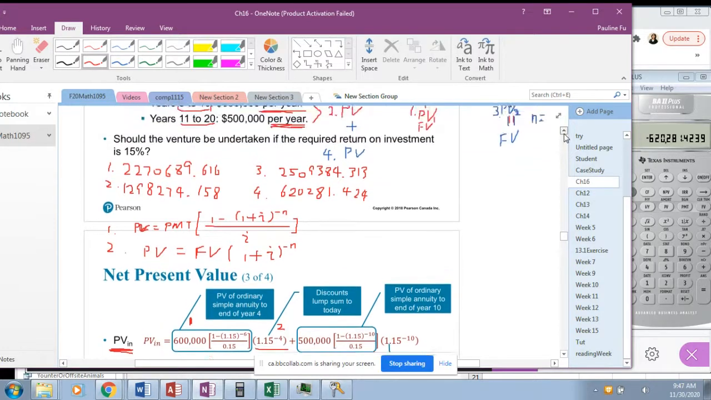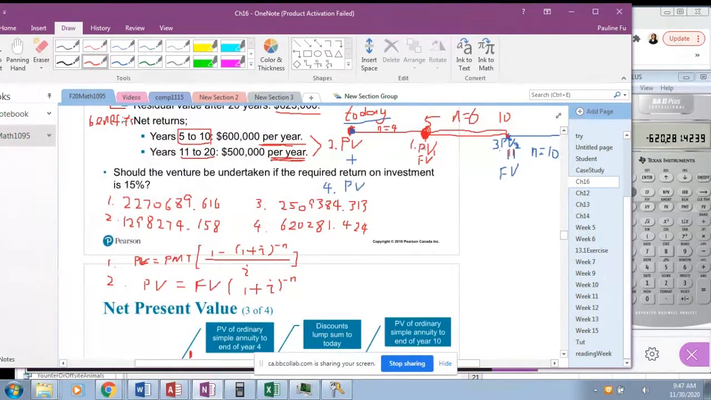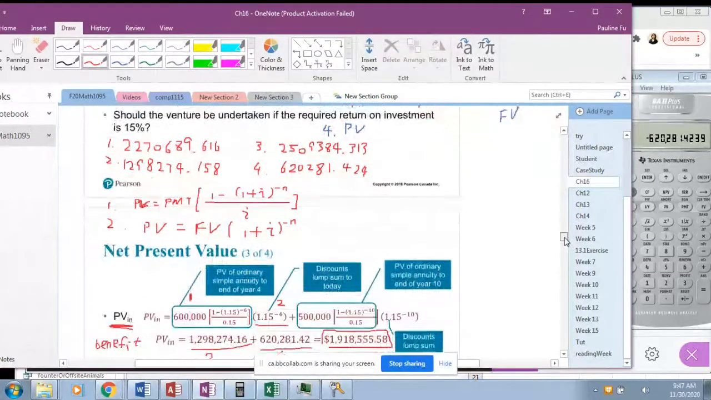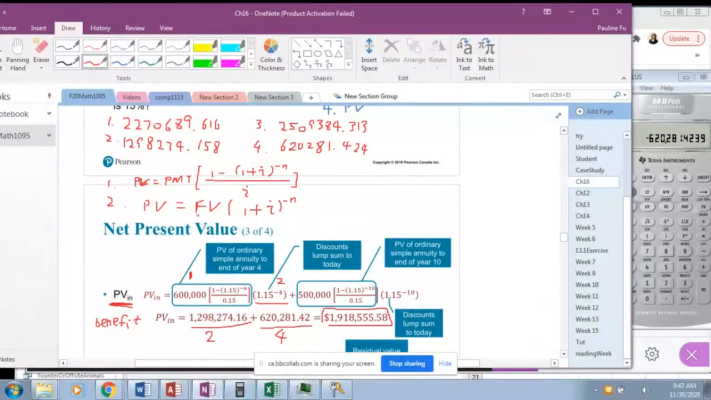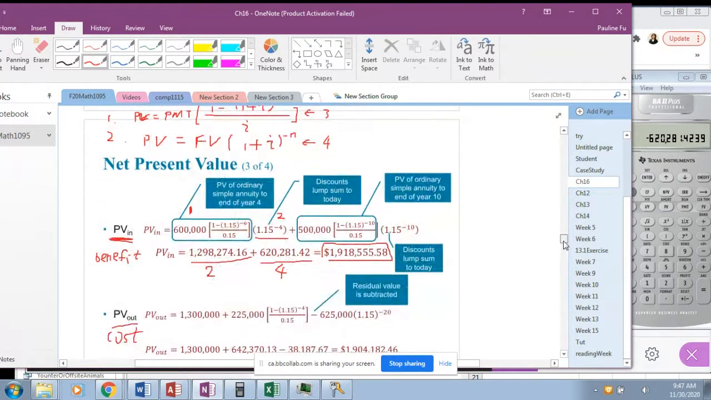See this diagram? This is PV. PV becomes FV in step 2. And then step 3, use exactly the same formula. Step 3, also this formula. Step 4, the same formula, plug in different numbers. So these are the benefits. I introduced both the calculator method and the formula method.